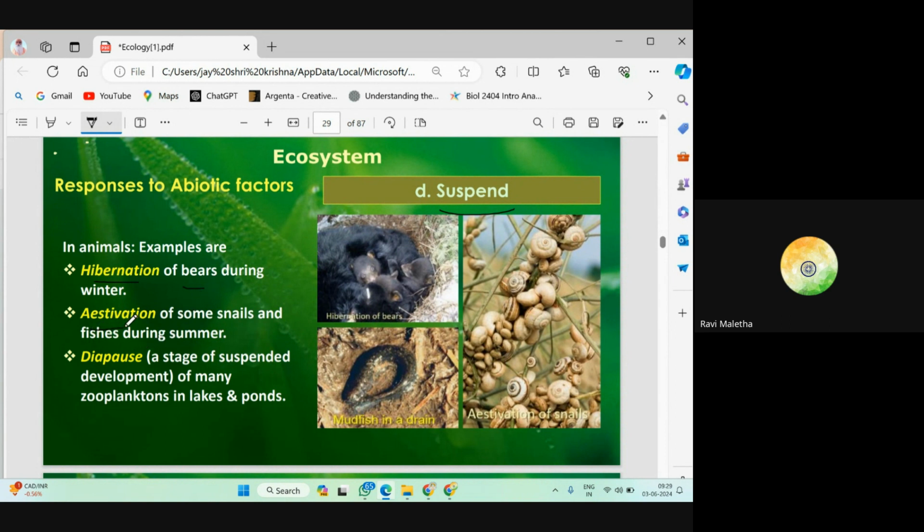Estivation. What is estivation? Estivation means some snails and fishes who cannot survive in extreme hotness. So what they will do, in some water or near water, they will also stop all their bodily functions and will suspend the summer in sleep mode only. So this is known as estivation.